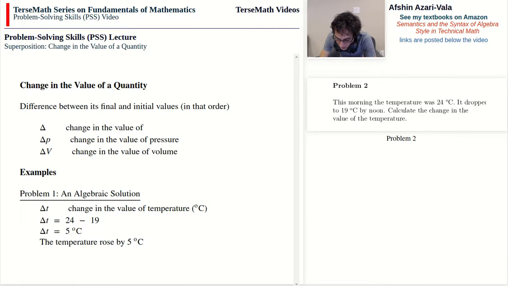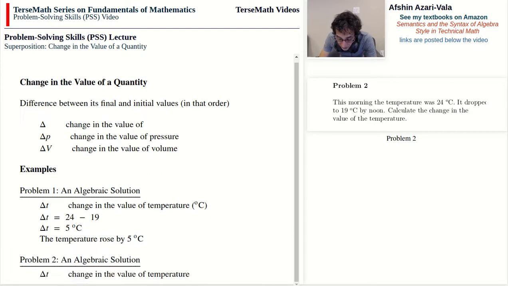Okay, next problem. This morning, the temperature was 24 degrees Celsius. It dropped to 19 degrees Celsius by noon. So now we have the opposite situation. We start with 24 degrees Celsius, and we end with 19 degrees Celsius. So 19 is the final value of the temperature. Calculate the change in the value of the temperature. And here's an algebraic solution.